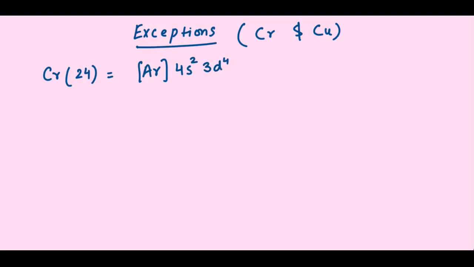This is the first thing which you will do if you are not aware that chromium shows the exceptional electronic configuration. So this is a wrong electronic configuration of chromium, because I have told you that this is one exception.